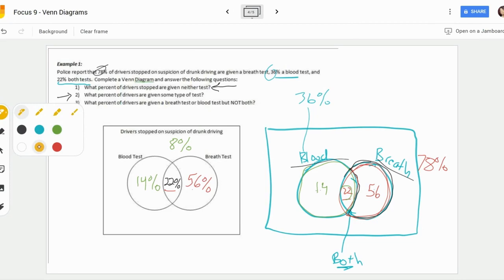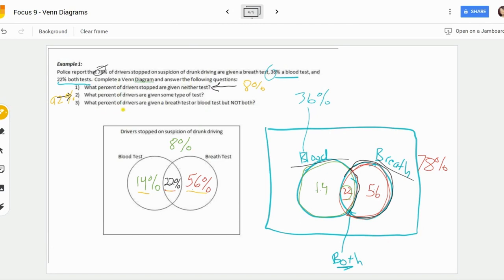So that's cool. What percent of drivers stopped are given neither test? Well, we just figured that out. It's neither. It's 8. What percent of drivers are given some type of test? Well, that would be all three, because a blood test, a breath test, or both. That's 92%.